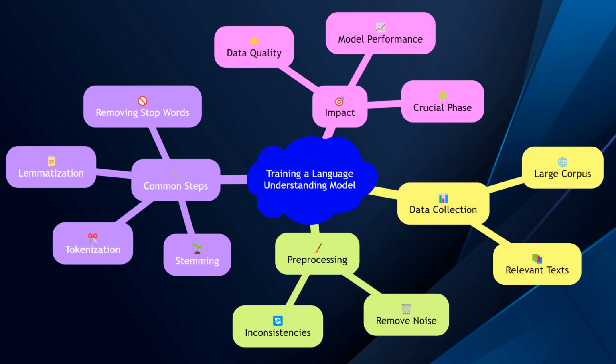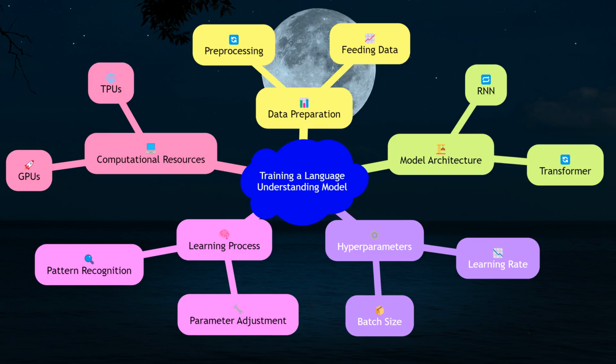The first step in training a language understanding model is data collection and pre-processing. This involves gathering a large corpus of text data relevant to the task at hand. The data must then be cleaned and pre-processed to remove noise and inconsistencies. Common pre-processing steps include tokenization, stemming, lemmatization, and removing stop words. The quality of the data and pre-processing steps significantly impact the performance of the model, making this a crucial phase in the NLP pipeline.